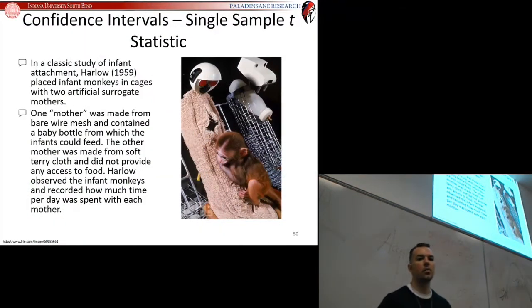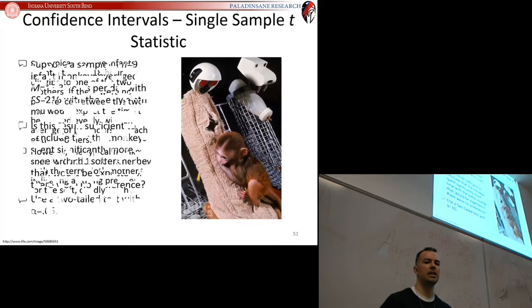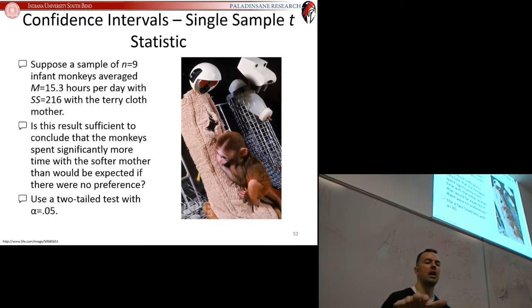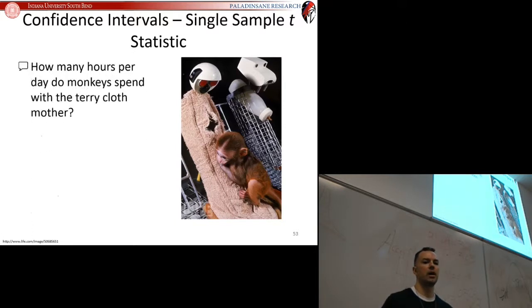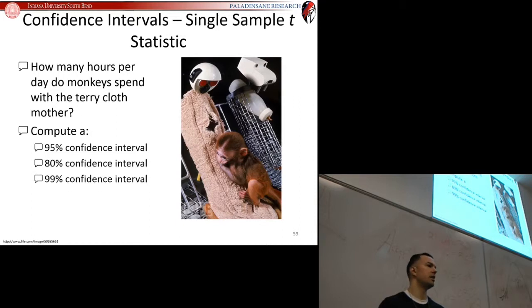So once again, this is going off of the study that Harlow did, but now rather than analyzing to see if there's a significant difference, so we're not analyzing are the results sufficient to conclude that the monkeys spend significantly more time with the softer mother, we are now looking at how many hours per day do the monkeys spend with the terry cloth mother. So we're going to compute a 95% confidence interval for this. We're also going to compute an 80% confidence interval, and finally a 99% confidence interval.